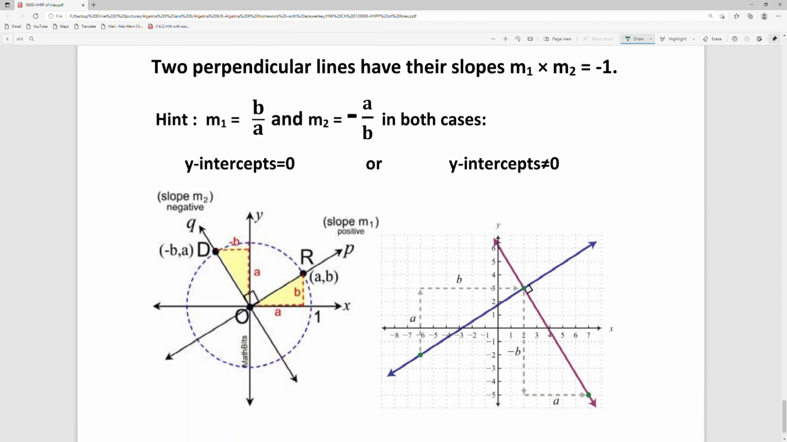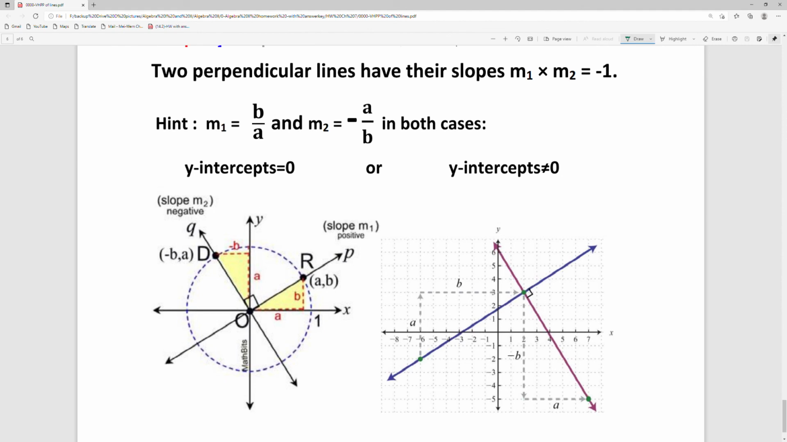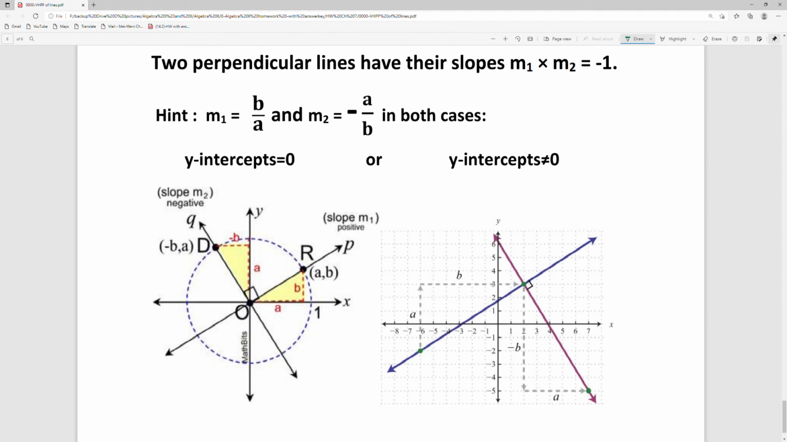We are going to talk about how about two perpendicular lines? Do they have the same slope? No, they don't have the same slope, but their slopes multiplied together equal -1. And let me explain why. It's a little hard, but I think it's understandable.